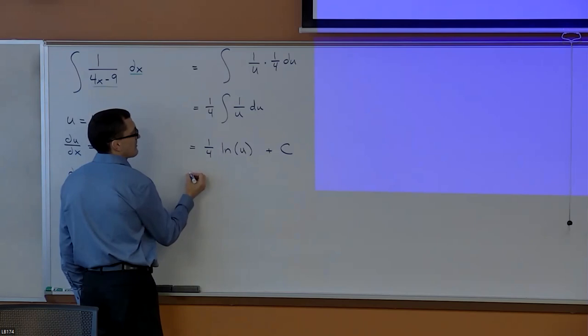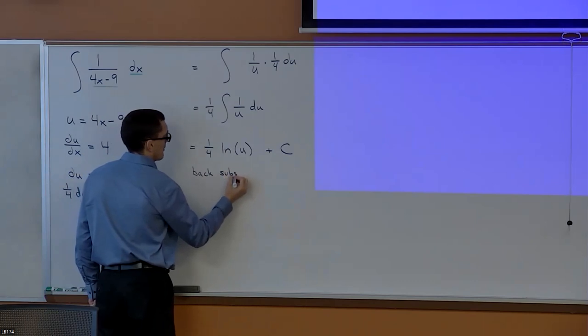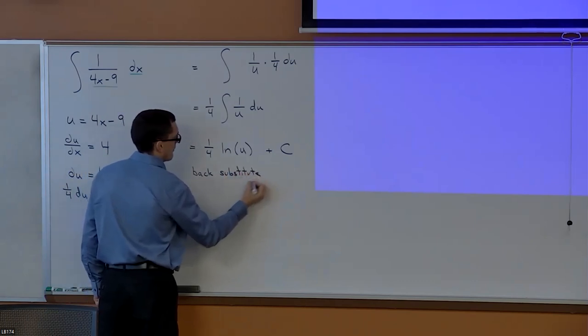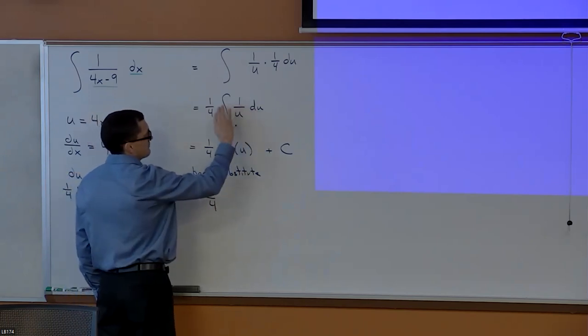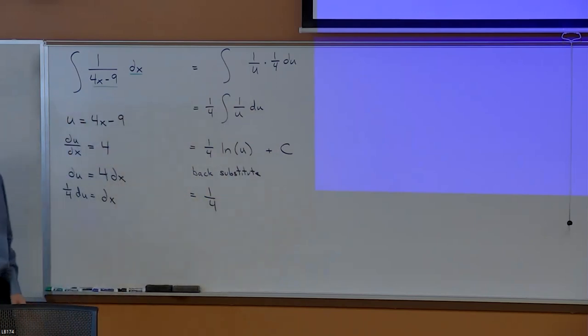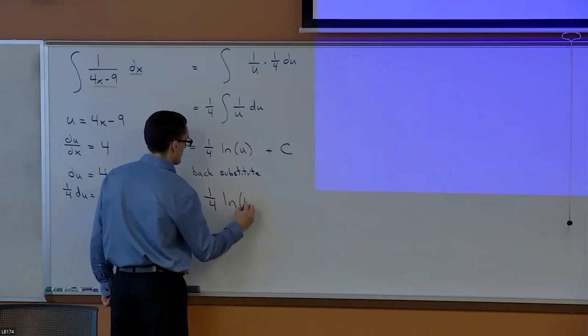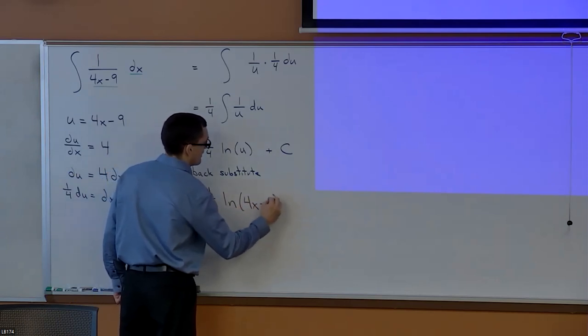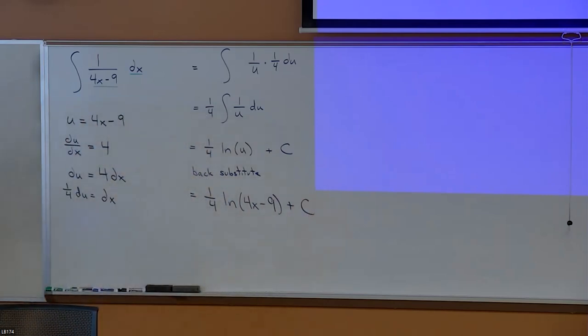And then I back substitute. Because I've integrated the du's, there's nothing to substitute with the du. The only thing to back substitute is the u now. And so that is natural log 4x minus 9 instead of natural log of u. Obviously, the final answer therefore is 1/4 natural log of 4x minus 9 plus c.